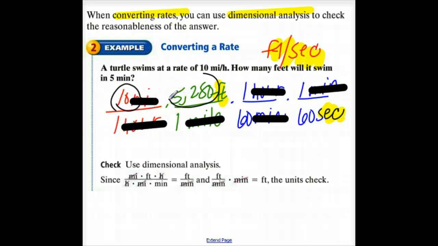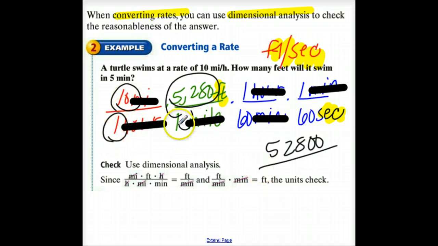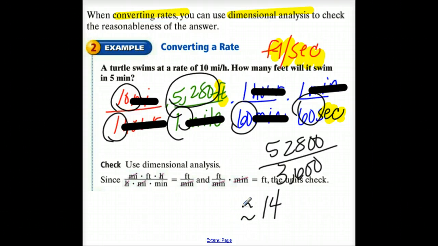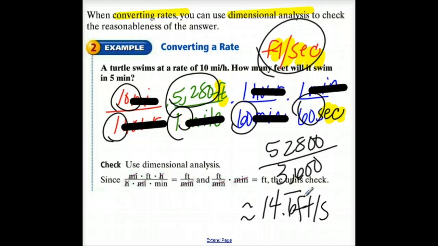10 times 5,280 times 1 times 1. I don't have to do anything. I get 52,800 over 1 times 1 times 60 times 60. Well, 60 times 60 I know is 3,600. I'm going to do the division, and I get about 14.6 repeating feet per second. So this turtle that swims at 10 miles an hour is going 14.6 feet per second.